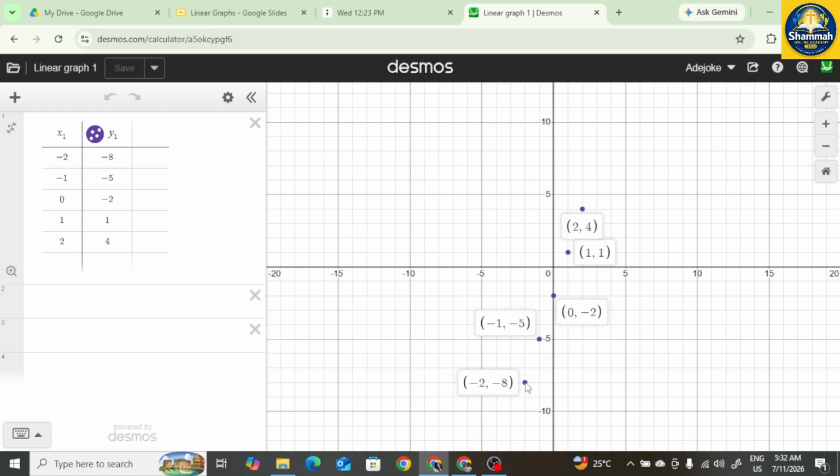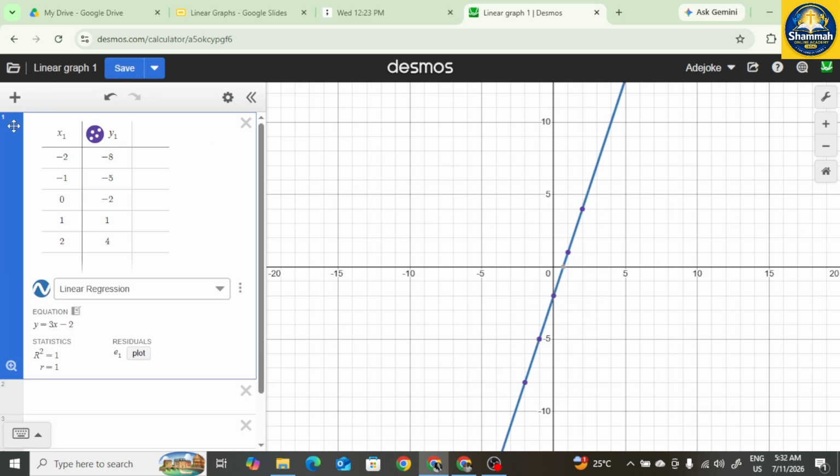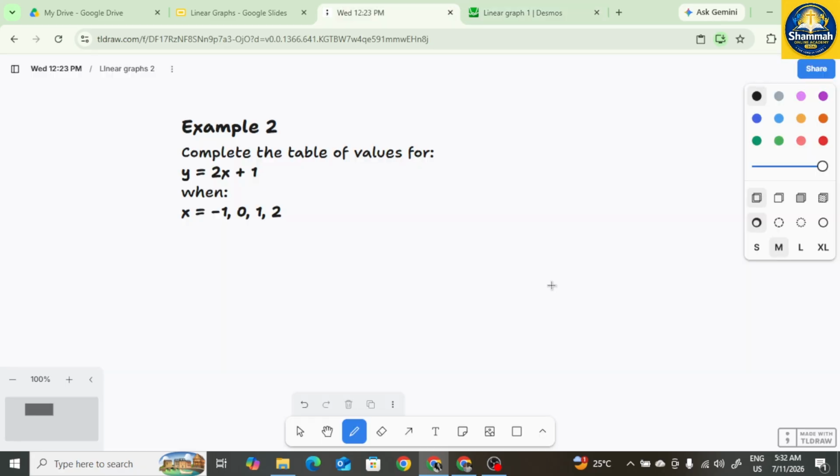Now, having plotted all the points on this graph, the next thing I will do, like I said, is to draw what? A straight line. And I will not just draw a straight line on this graph, I would what? Extend it. So can you see this linear graph? Now let's go to another example.